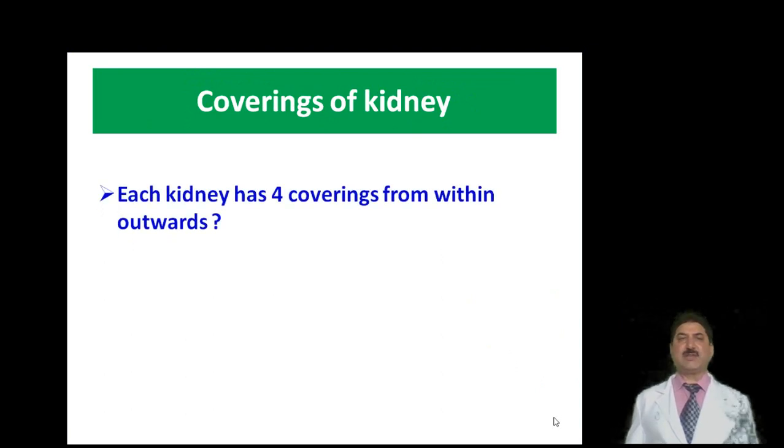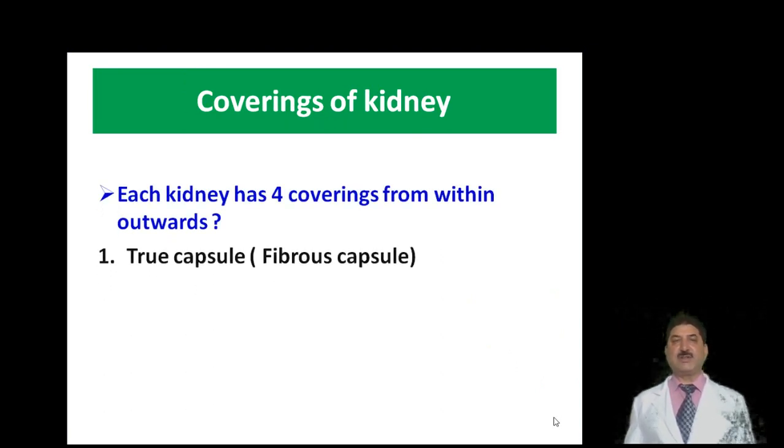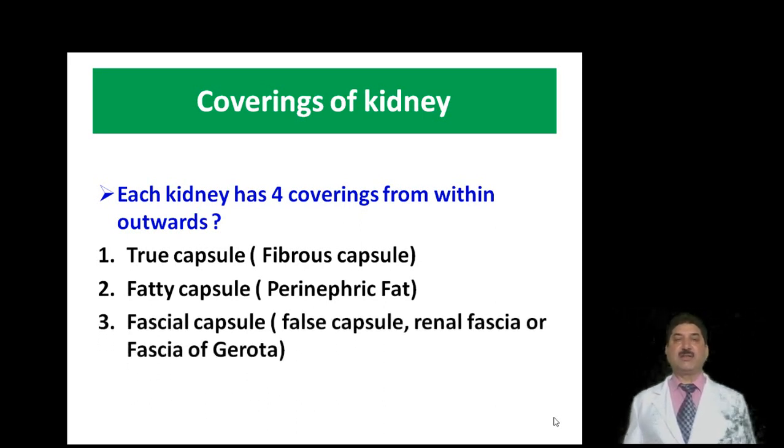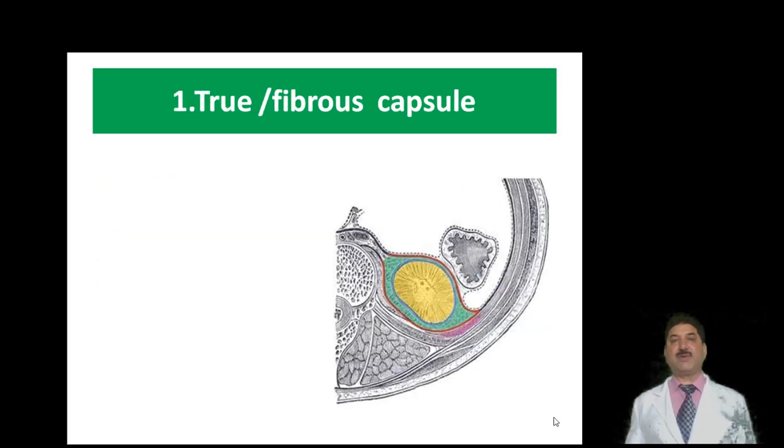Let us go to the coverings of the kidney. Each kidney has four coverings from within outwards. The first covering is called the true capsule. It is a fibrous capsule. The second covering is called the fatty capsule or perinephric fat. The third one is called the fascial capsule or false capsule. It is also called the renal fascia or fascia of Gerota. And the fourth, extraperitoneal covering is called paranephric fat.